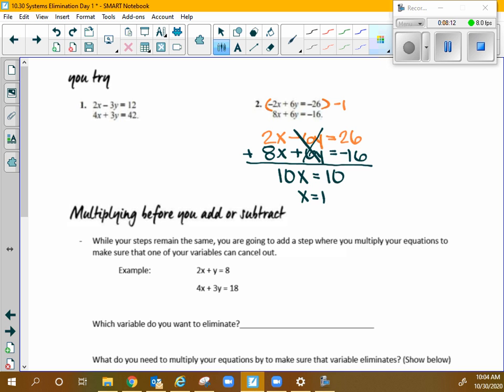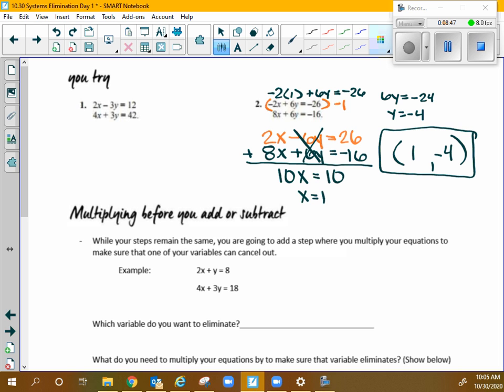So let's plug it back in, -2 times 1 plus 6y equals -26. So -2 times 1, -2, add it to the other side. So 6y equals -24. So what's y? -4. So my solution is what? 1, -4. 1, -4. Yep. Y'all do number 1.